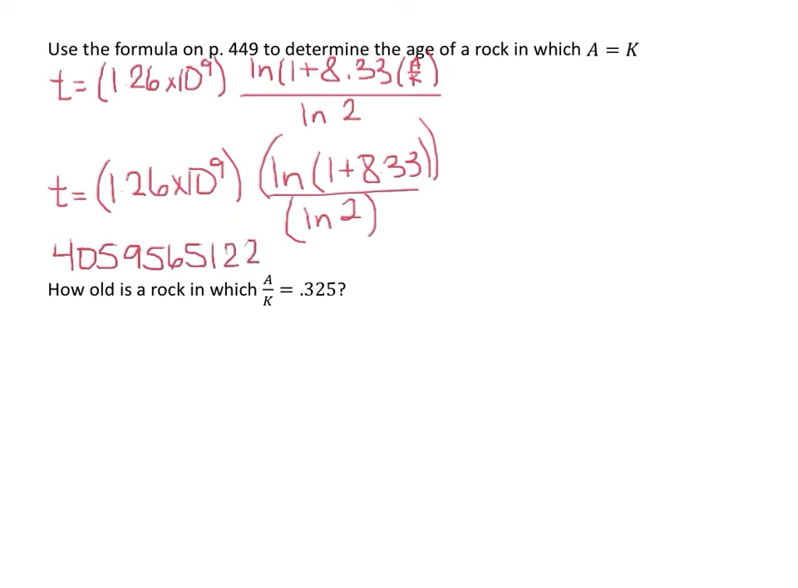So I'm going to remember back to 3rd grade, put in a comma, right? So I've got thousands, millions, billions. So we could call this like 4.06 billion years. We can do this again where we're given the ratio between argon 40 and potassium 40 as a decimal. It's really not going to change much.